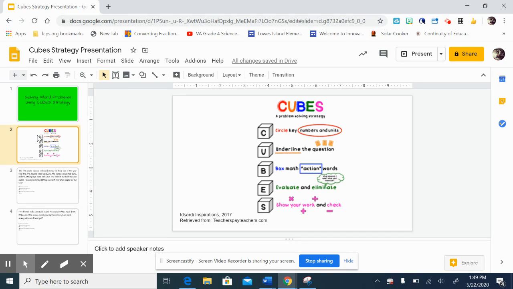This image was retrieved from Teachers Pay Teachers from Itzari Inspirations, and I really like it because it shows each step: a little circle, the underline, a box, and it has little math symbols down below for solve. And this is just one of many examples of the CUBES strategy. But in the CUBES strategy, each letter stands for something you do to the word problem to think through it completely before you solve.